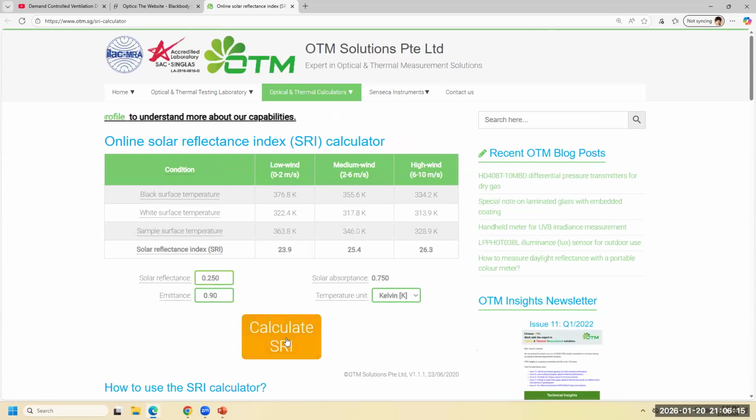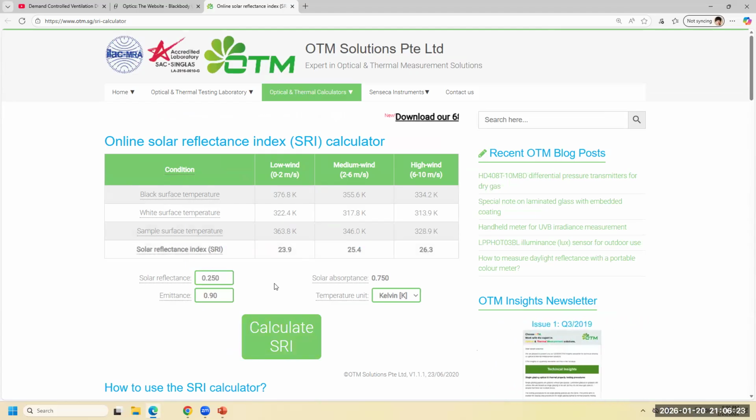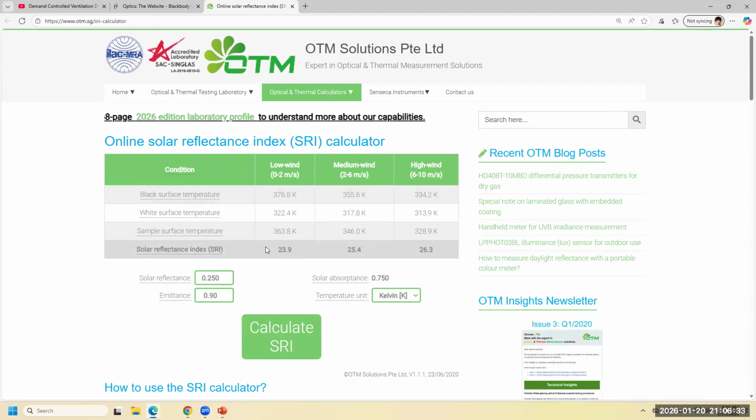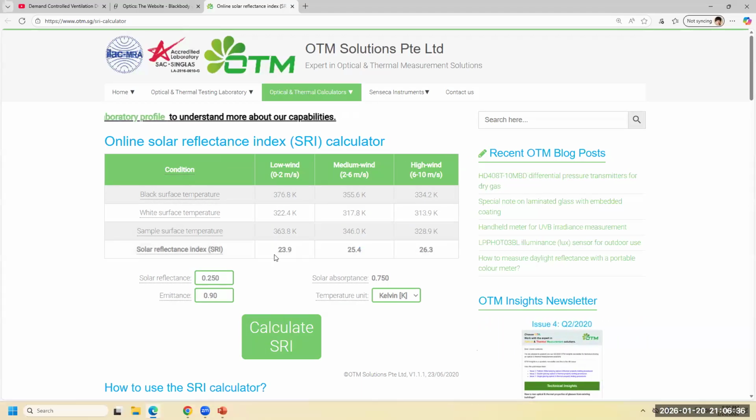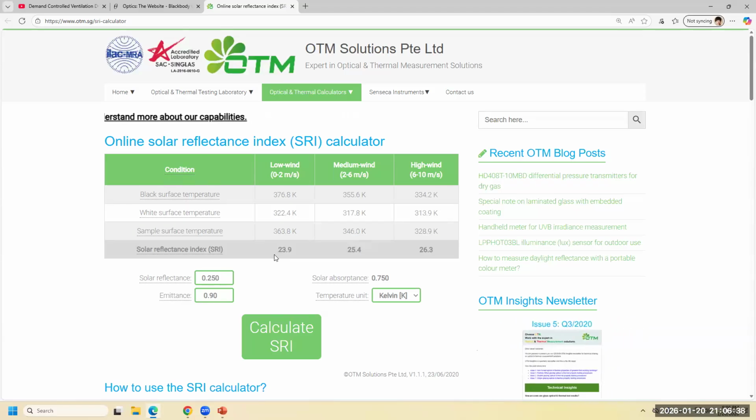Then we calculate the solar reflectance index. Sure, the solar reflectance index will be affected by the wind velocity, because wind is a good ventilator to remove heat. So what's the value at low wind? The solar reflectance index of the concrete tile from the table is 23.9. This means it's low. Then let's see the standard test condition I gave in the PPT file.